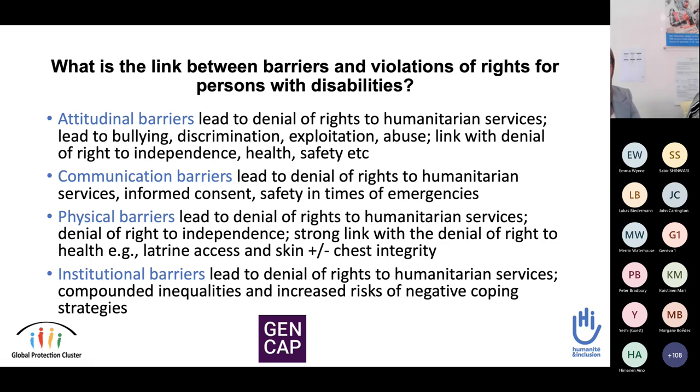When we are talking about institutional barriers, one of the examples also is the data and having information. It's the denial of the right of access to humanitarian services, compounded by inequalities and increased risk of negative coping strategies. For example, lack of data about the needs of persons with disabilities, about how people are experiencing disabilities, might lead people to take negative coping mechanisms like begging, trafficking, so they are at higher risk of protection concerns, and this increases their vulnerability and prevents them from accessing humanitarian services.